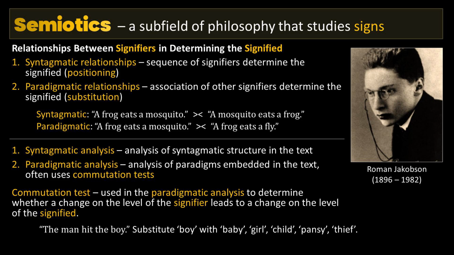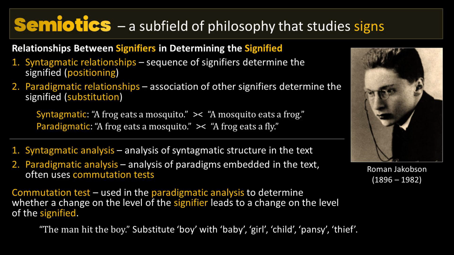To fully understand meaning, we analyze the relationships between signifiers. Syntagmatic relationships. These involve the sequence or positioning of signifiers, how their order affects meaning. Paradigmatic relationships. These involve the association or substitution of signifiers, how meaning shifts when we swap one element for another. For example, changing the order of words or substituting one word for another can dramatically change the message.